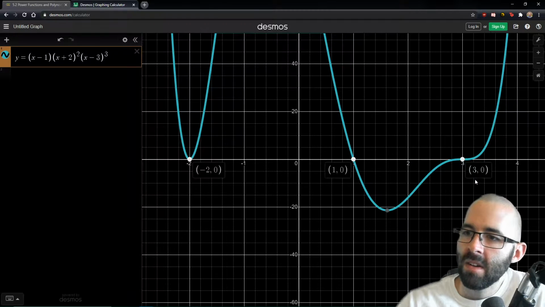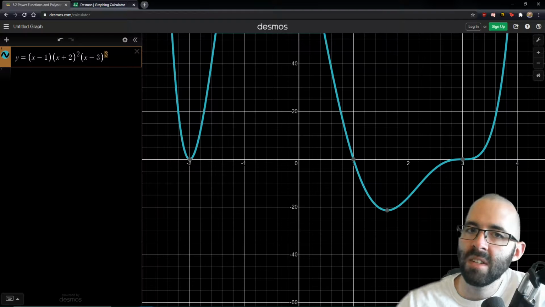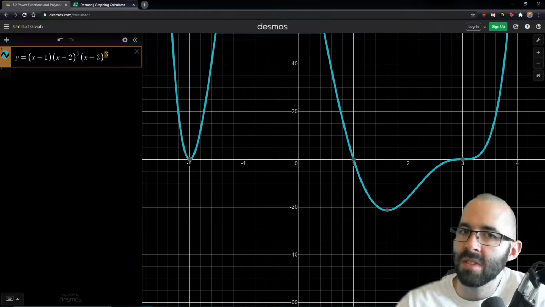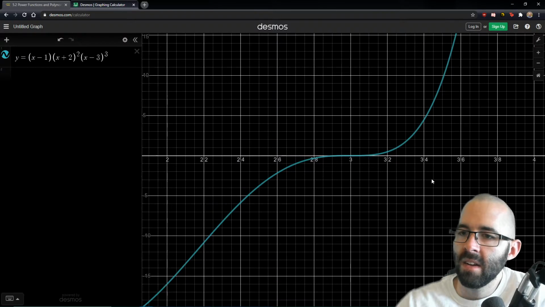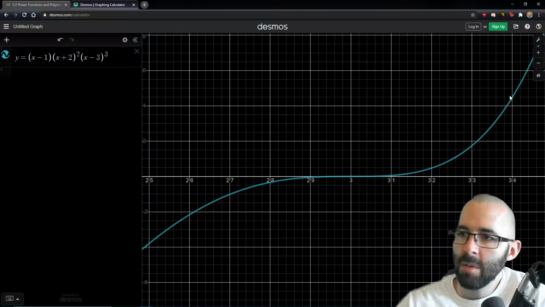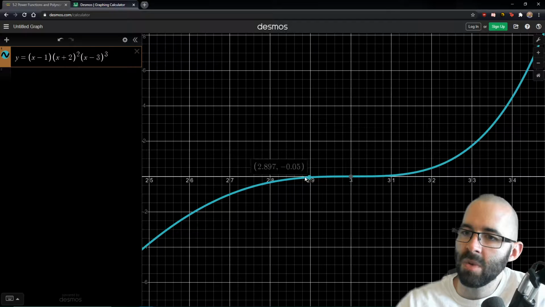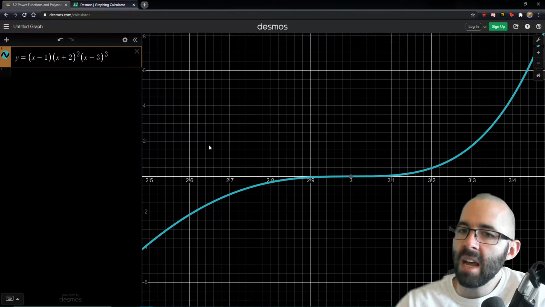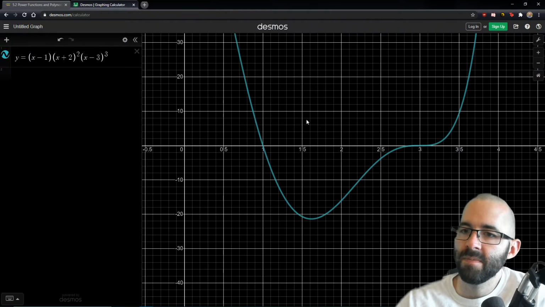Well, this zero has multiplicity 3, right? When x is equal to positive 3, the multiplicity is 3. The exponent is the multiplicity. Multiplicity 3, if we zoom in on it, looks like a cubic function, right? x cubed, one of our toolkit functions. That's the behavior for multiplicities.